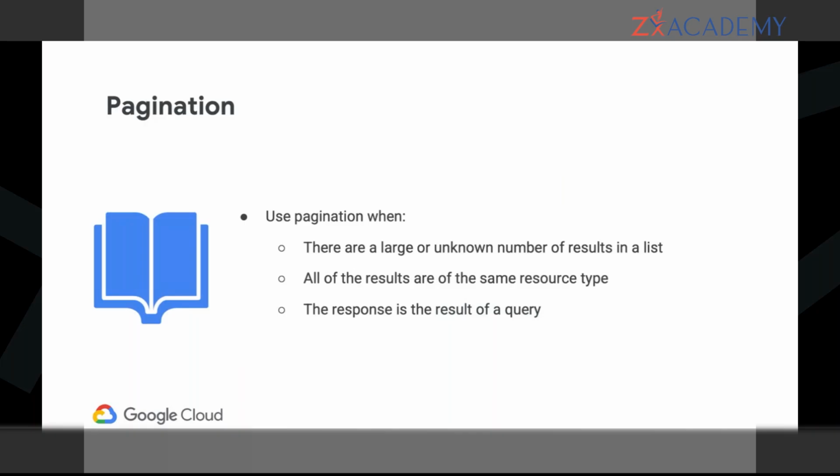So when you have made a GET call, doing some search or filtering, and there are a lot of records, basically an array of JSON objects, correct? An array of JSON objects. In that case we use pagination.